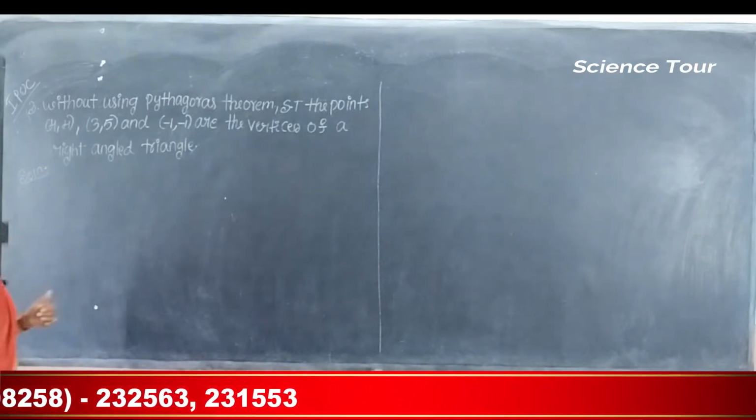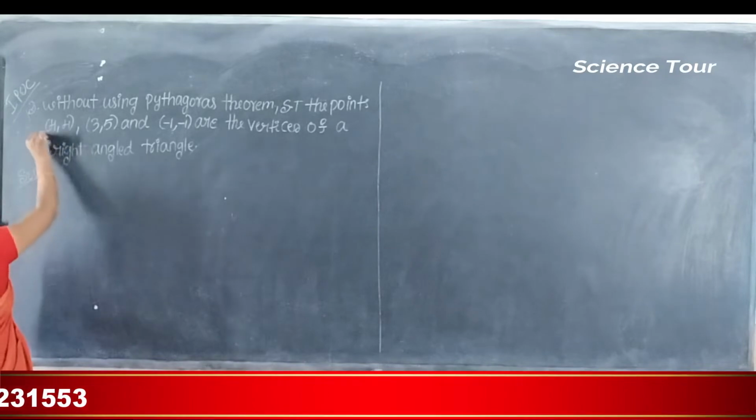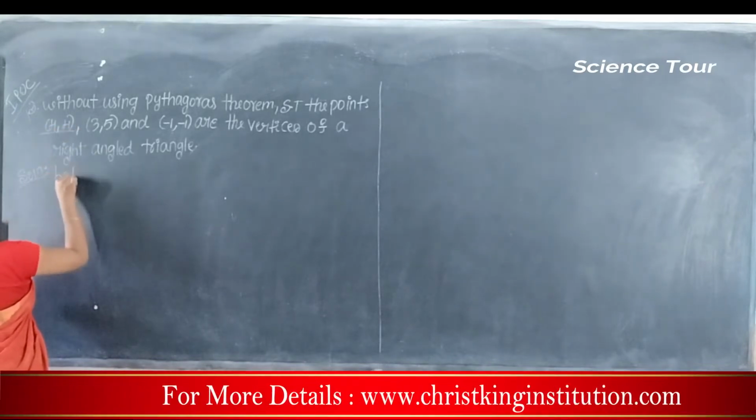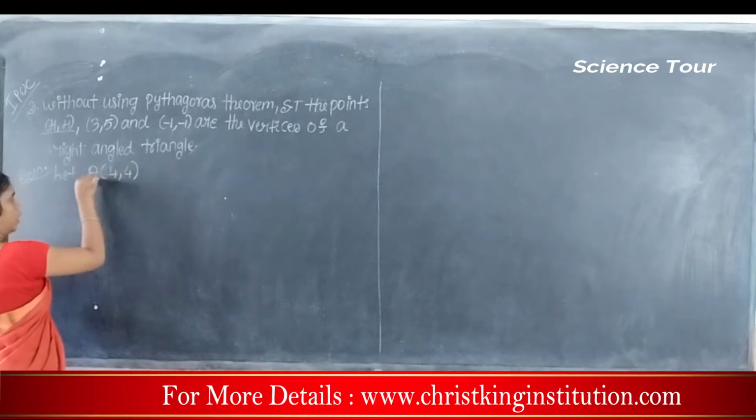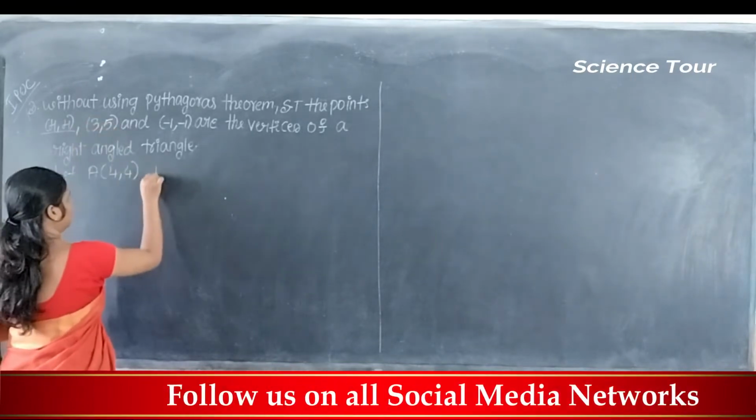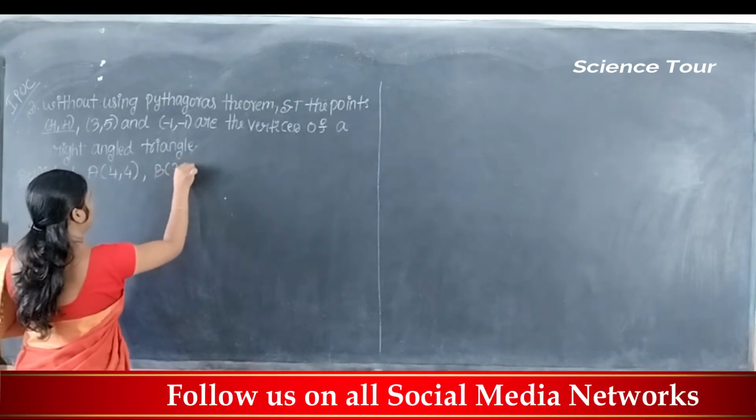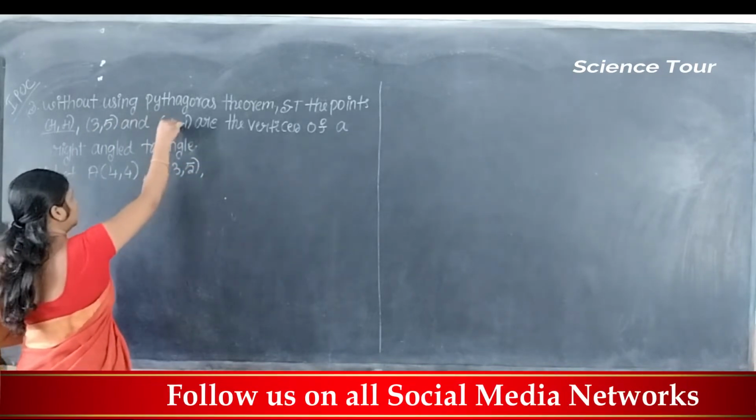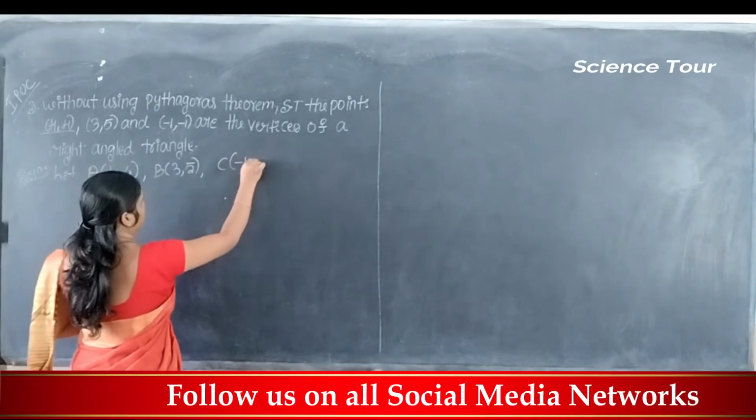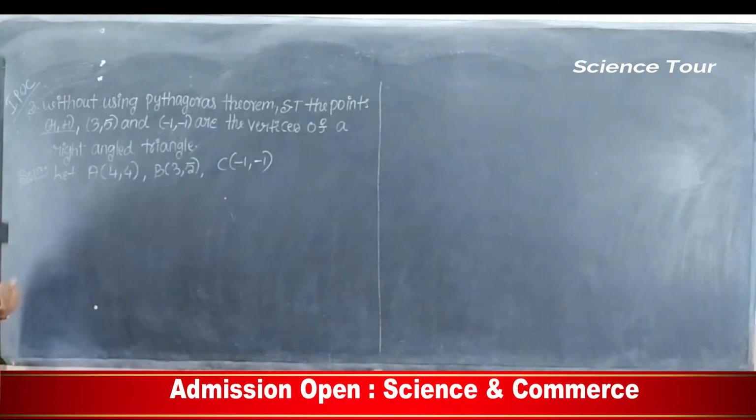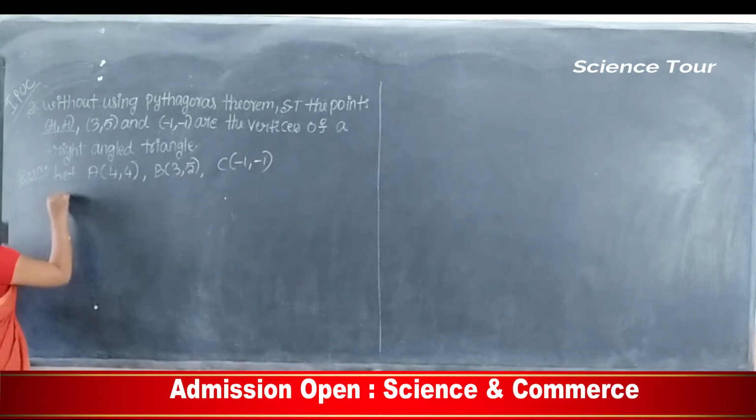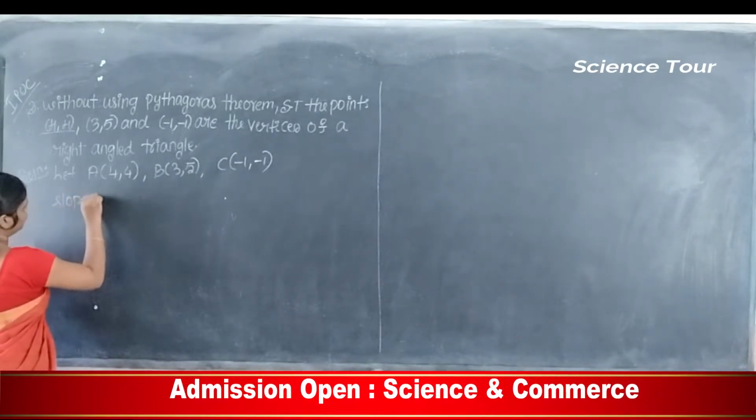Actually here you will be having 3 points. The first point is (4, 4). I'll consider that first point as A. So let point A be (4, 4). The second point is (3, 5). I'll consider it as point B. And your third point is (-1, -1). I'll consider it as C. So now I'll find out the slope of AB.